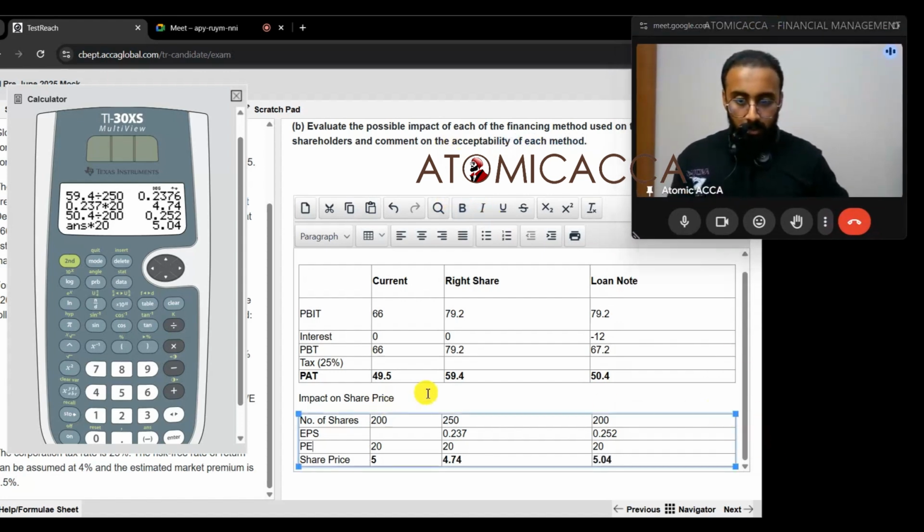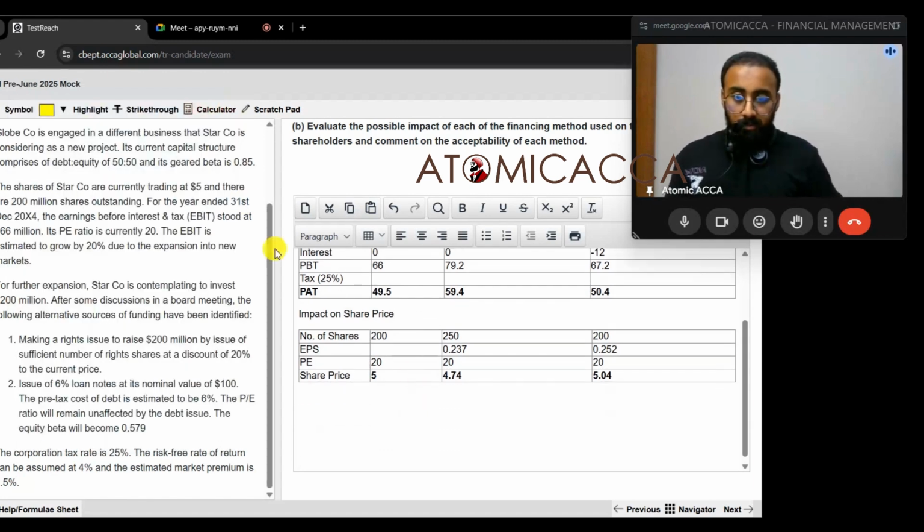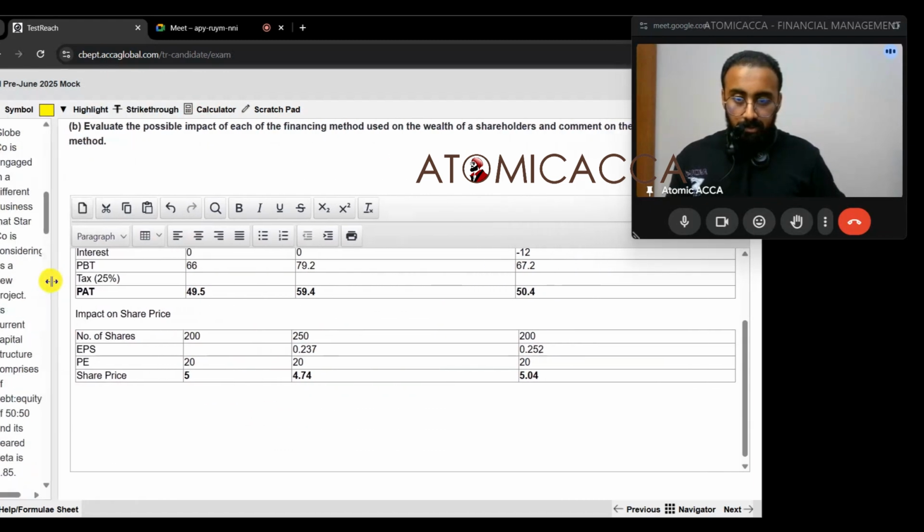How do I go down? Okay. So let's remove this calculator. Now let's write stories.